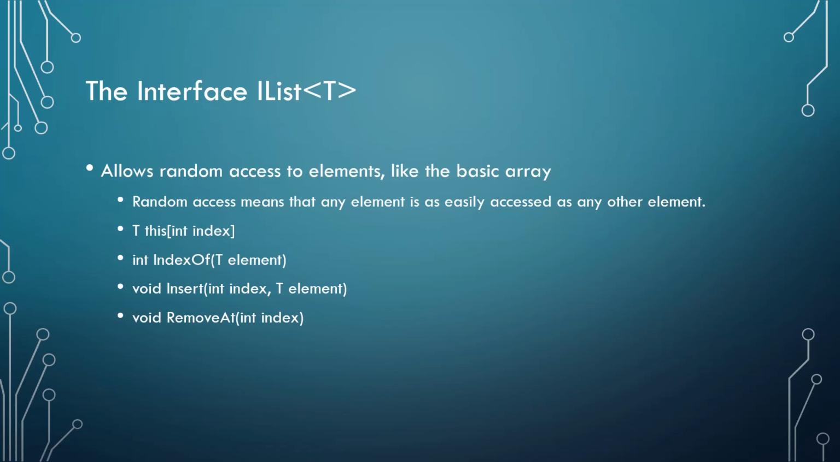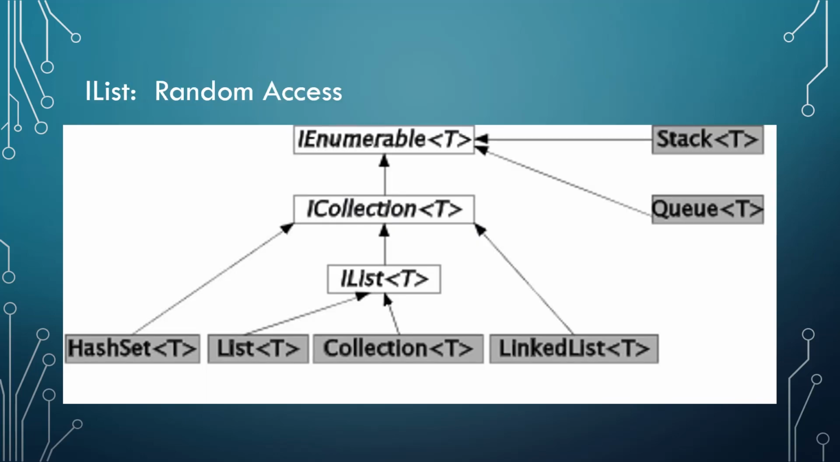Notice it offers the array index through brackets. It has the index of, finding an element and returning the index of it. It allows you to insert at an index place and remove at an index. So the IList gives us indexability, like a basic array, to our collection. So IEnumerable, able to traverse the list. ICollection, the basic elements of the container. And IList, random access.